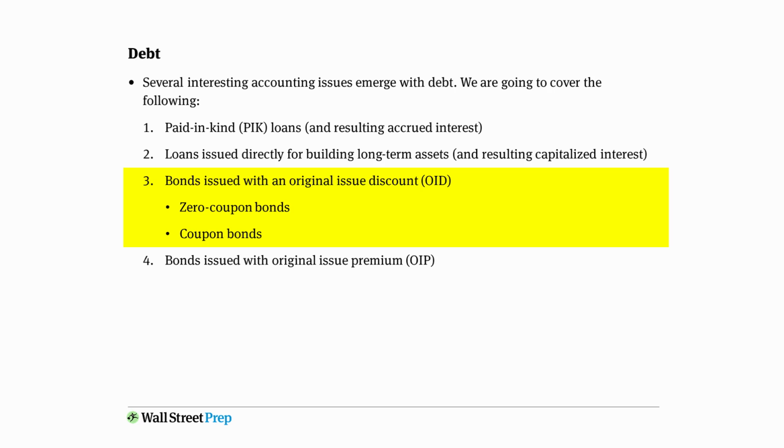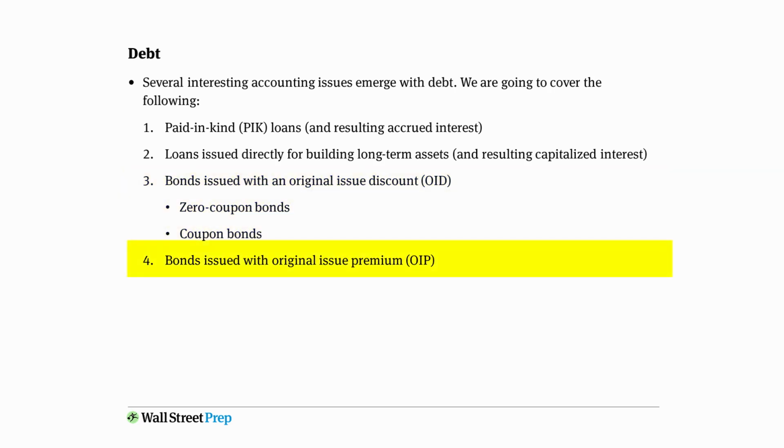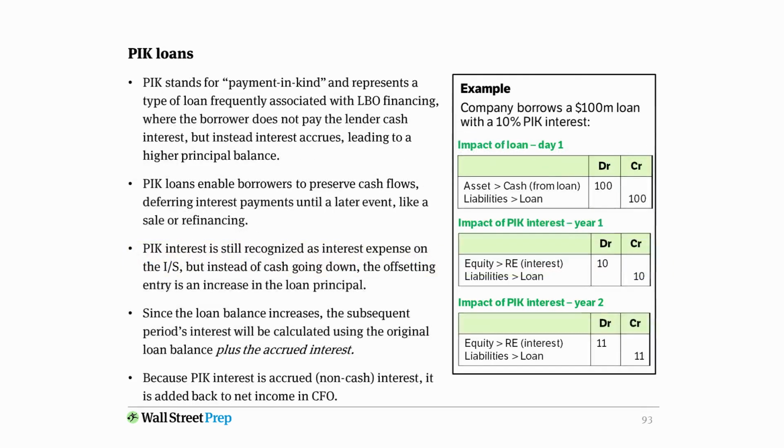And next we turn to coupon bonds that have an original issue discount. And lastly, we're going to wrap up with the flip side of that, which are bonds that are issued with an original issue premium. Let's turn to paid-in-kind, or PIK loans.